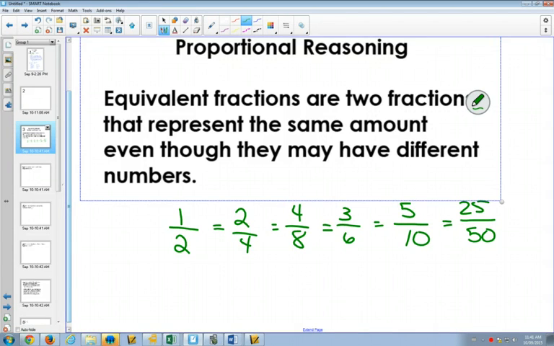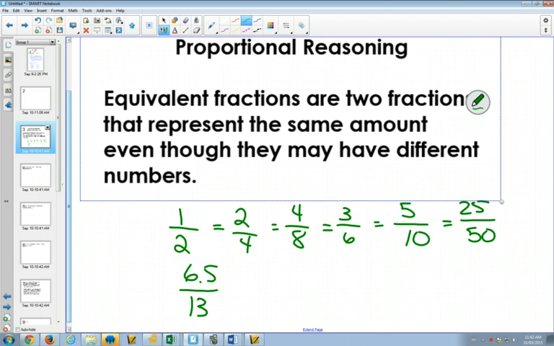See if I can figure out a hard one. How about 13 on the bottom? Is that impossible? Could you do a decimal? 6.5. Now that technically would be equal to a half. Now with fractions, we don't like to mix fractions and decimals, but that is right. 6.5/13 is equal to a half.